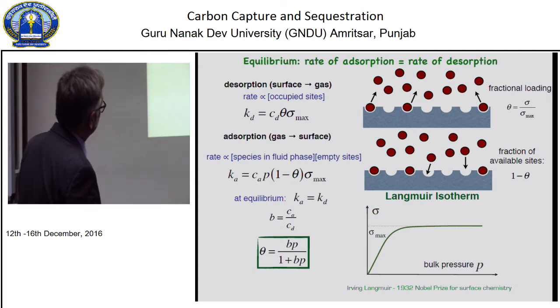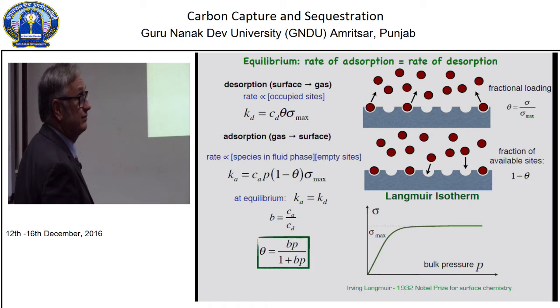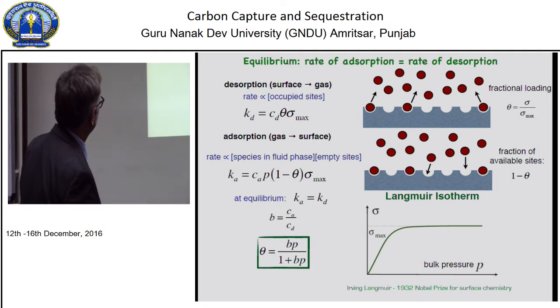I need some numbers. A fractional loading, that is how many of these sites are occupied by CO2. I have 1, 2, 3, 4, 5, 6, 7 sites here. 3 are occupied, therefore the loading is 3/7 in this cartoon. I have desorption then from the surface back to the gas, and its rate is proportional to the number of sites that are occupied. A little phenomenological equation.